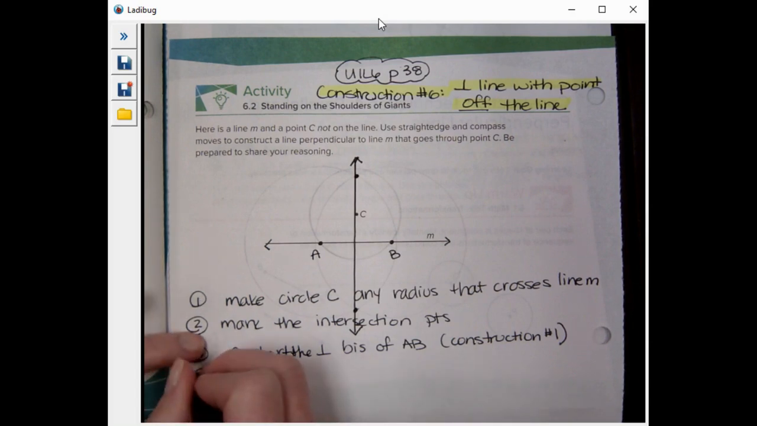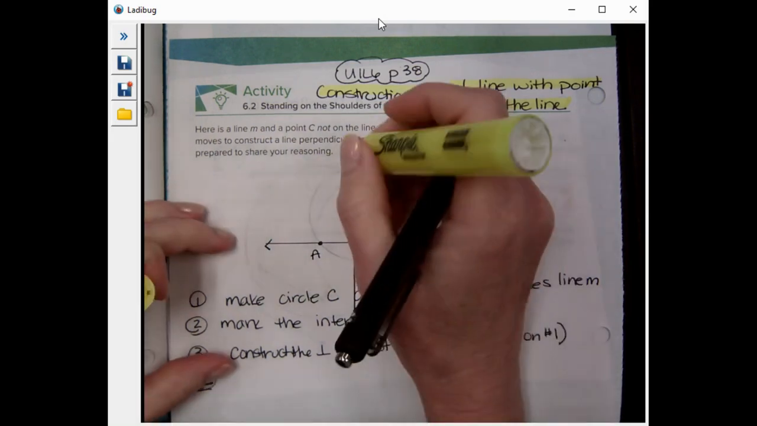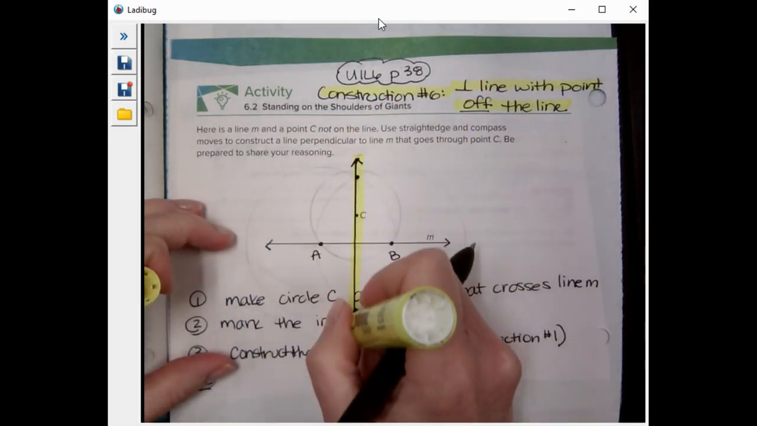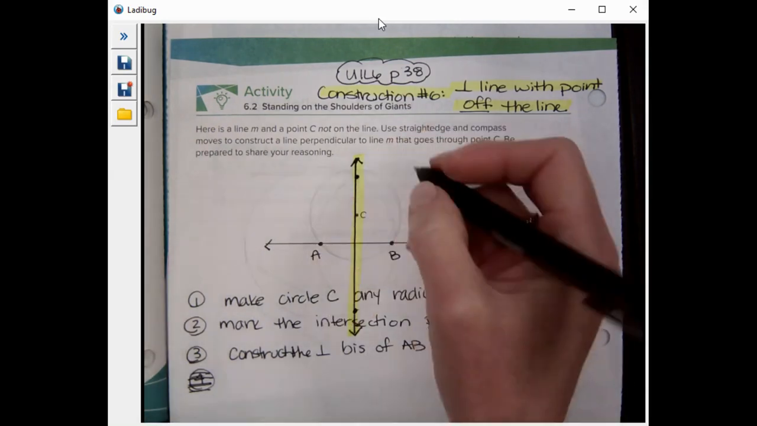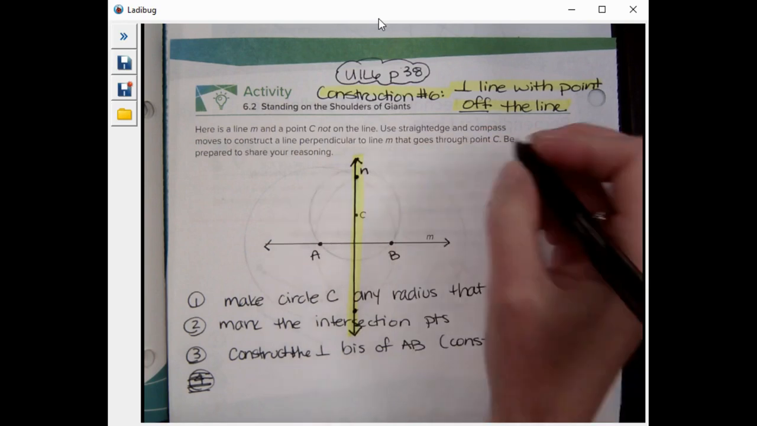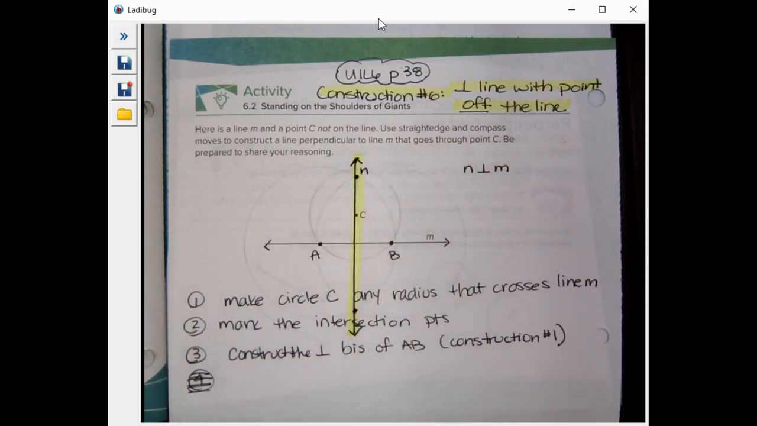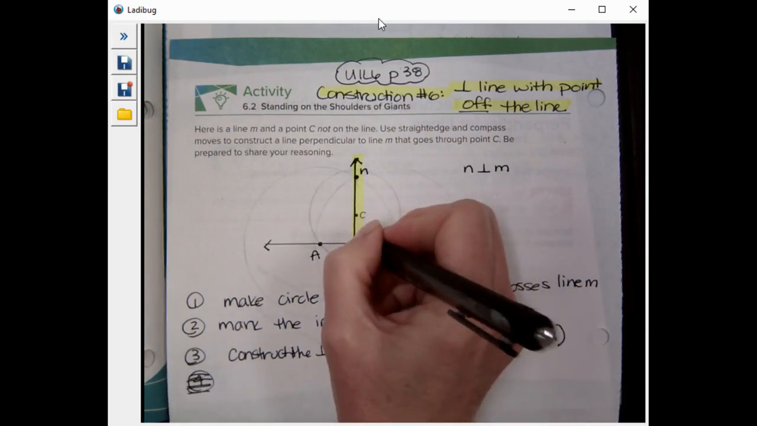So there's really not a fourth step. Once I construct my perpendicular bisector of AB, my answer is on the paper. This line is my answer. The answer to this problem, and I'm going to call this line, let's do lowercase n. N is perpendicular to M. These two lines intersect at a right angle.